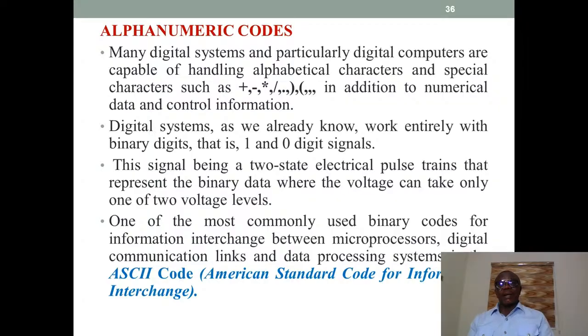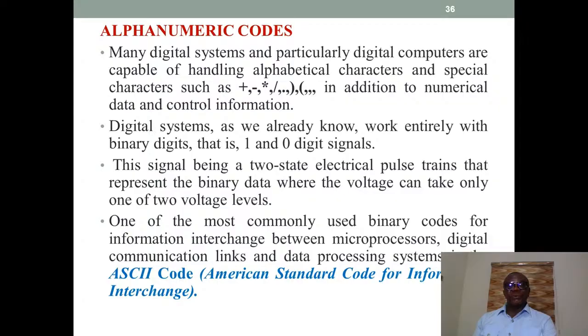Many digital systems, and particularly digital computers, are capable of handling alphabetical characters and special characters you will normally see on the keyboard, in addition to numerical data and control information. So digital systems, as we already know, work entirely with binary digits, that is ones and zeros. This signal is a two-state electrical pulse that represents the binary data, where the voltage can take only one of two voltage levels.